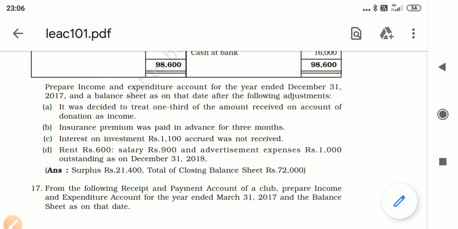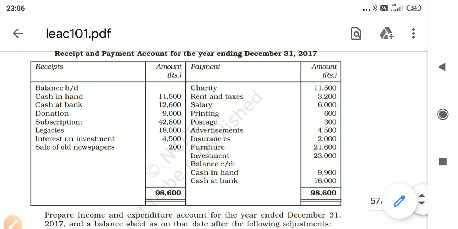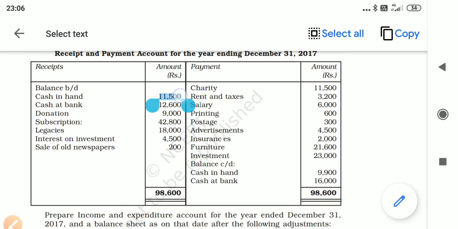So now you will be wondering how to find the capital fund. No opening balance is given, isn't it? Not an issue. Opening cash in hand and opening cash at bank are the capital fund. So 11,500 plus 12,600, 24,100 is your opening capital fund. This capital fund will be transferred to your closing balance sheet, and with that you have to add or subtract surplus or deficit. Now donation we have already dealt with.